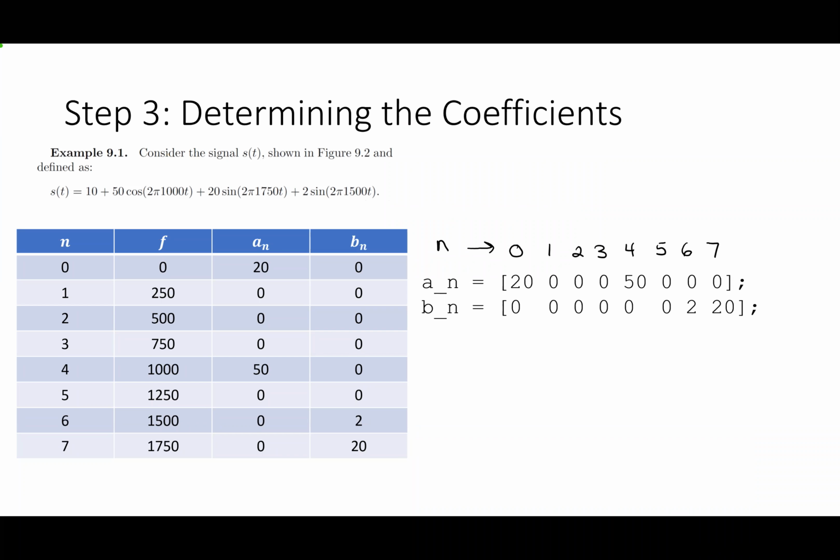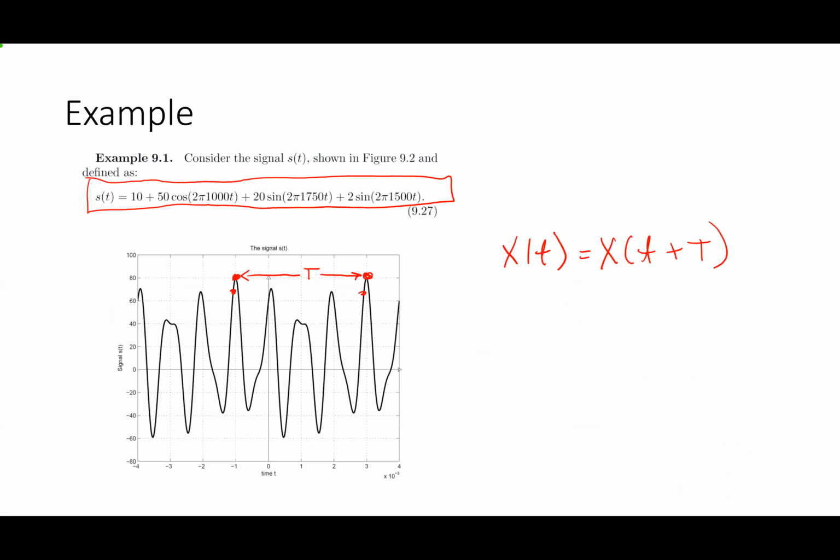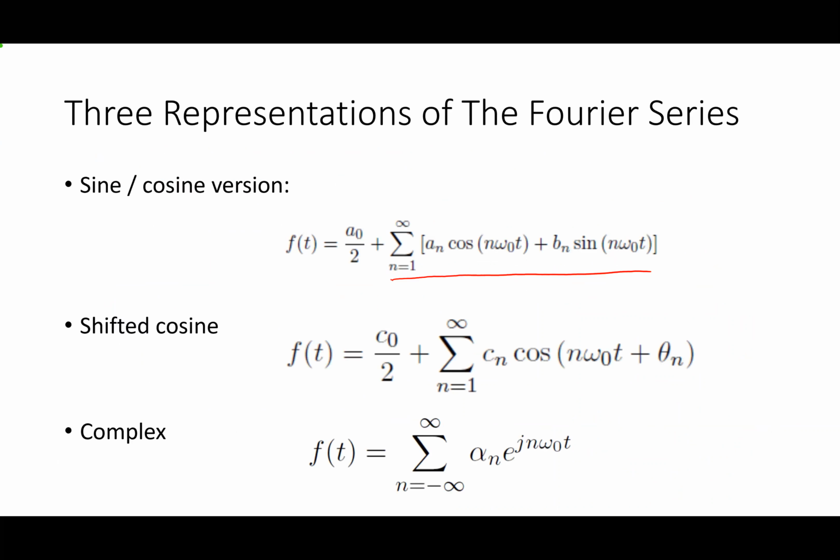Now the question is, that gets you one part of the problem. I know what my A sub n and B sub n are. How do I get to my other forms of the series? I've got the sine cosine version done. Now I want to go to the shifted cosine version, the middle one. Well, what do I do? We derived the relationships between, let's say, A cosine omega t plus B sine omega t.